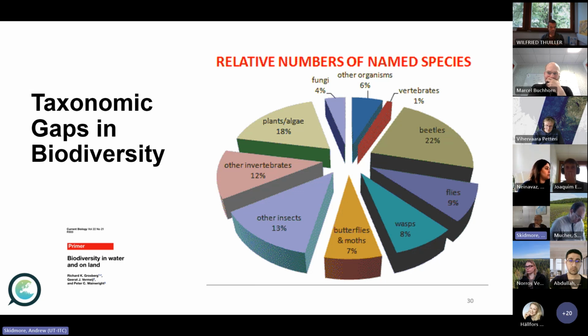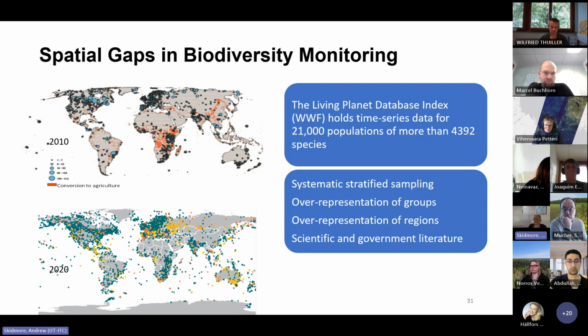So the problem here is that the named species are not necessarily the same as the total number, which could be 1 trillion. That could be 1 trillion species, right? This is, you know, just a huge difference between these.